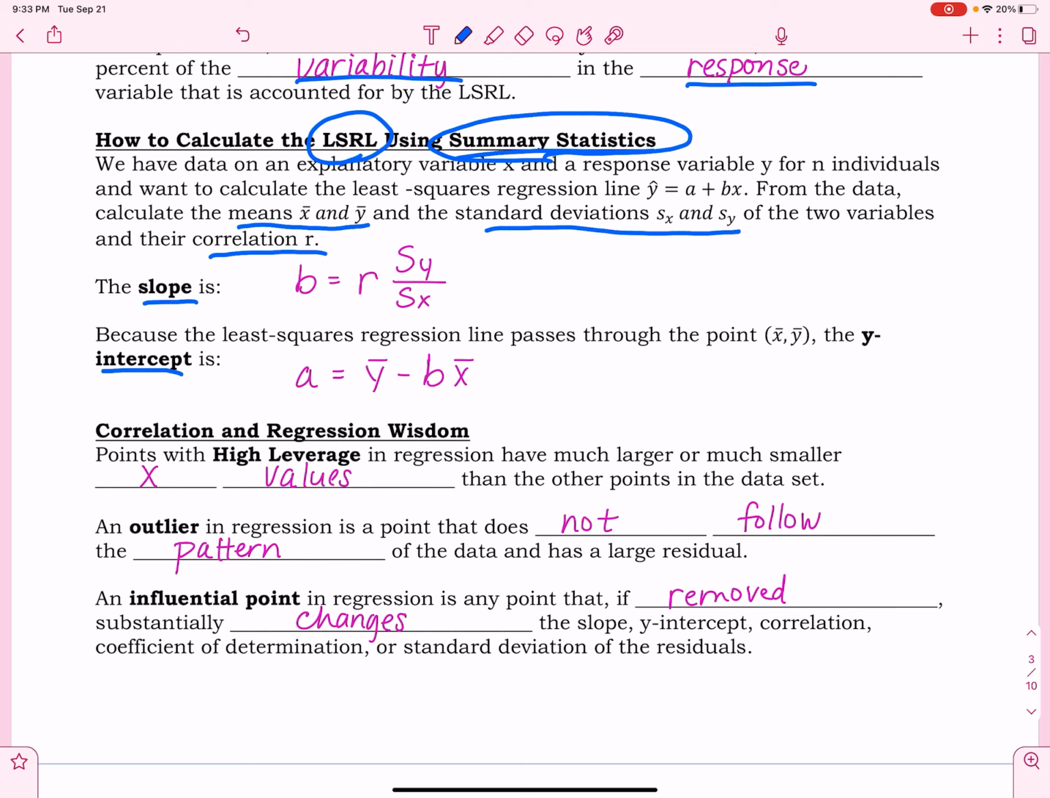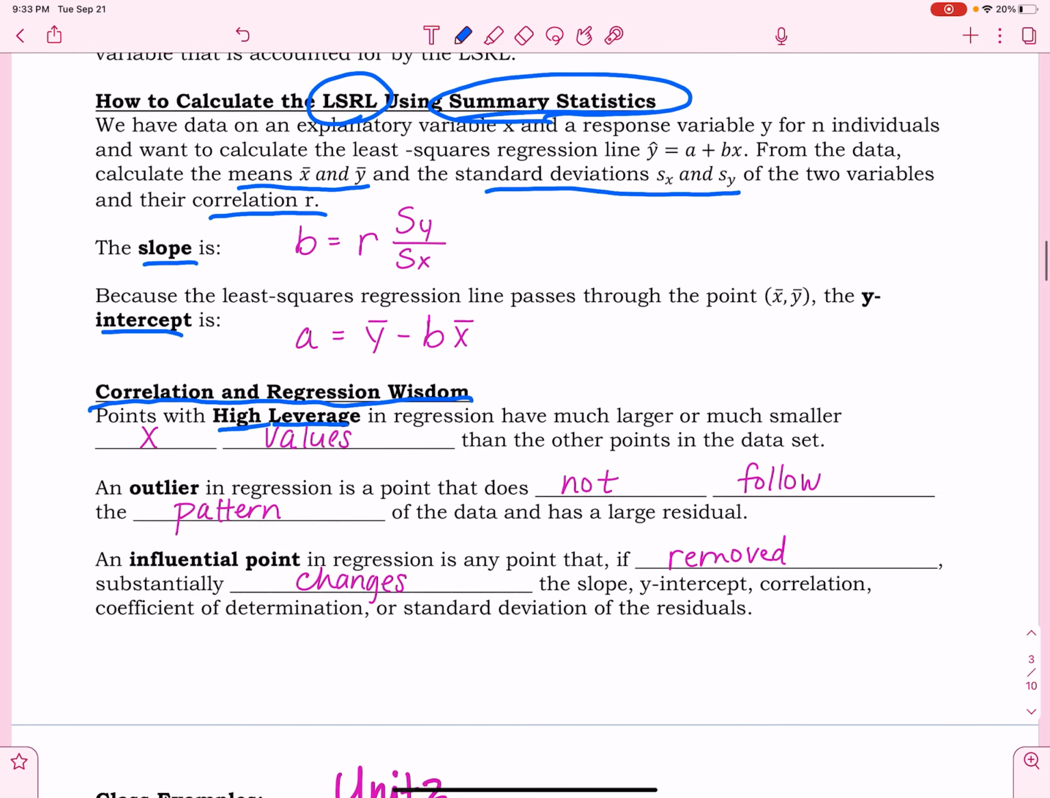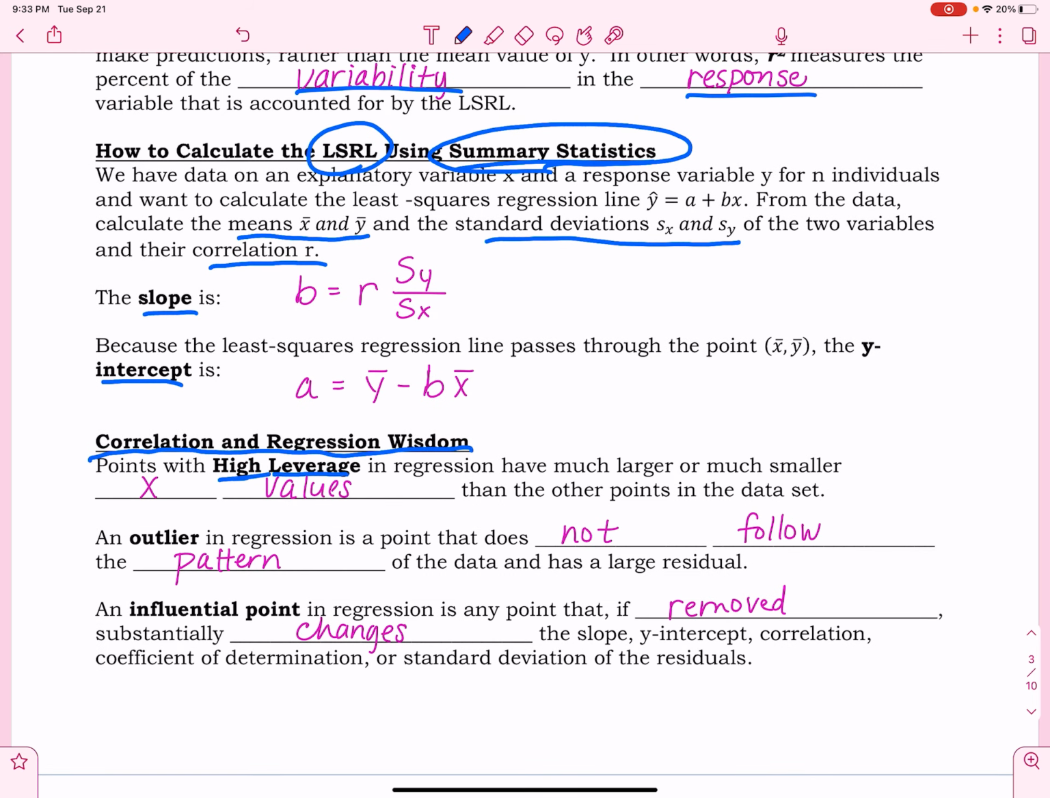Okay, the final thing I want to talk about is this idea of correlation and regression wisdom. So we need to talk about a couple of different kinds of points here. Points with high leverage in a regression have a much larger or smaller x value than the other points in the data. Okay, what does this mean? Well, when I'm talking about leverage, and a much larger or smaller x value than the other points, here's what I mean.